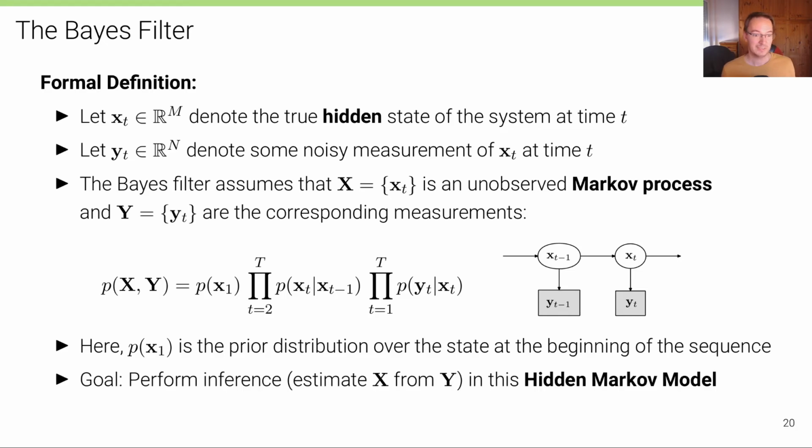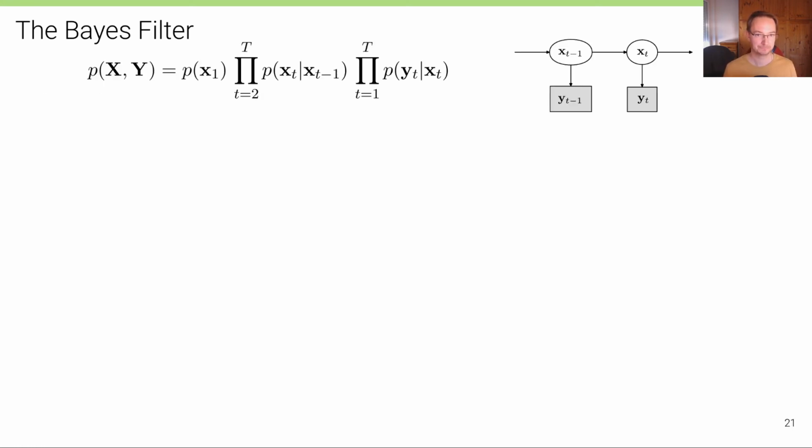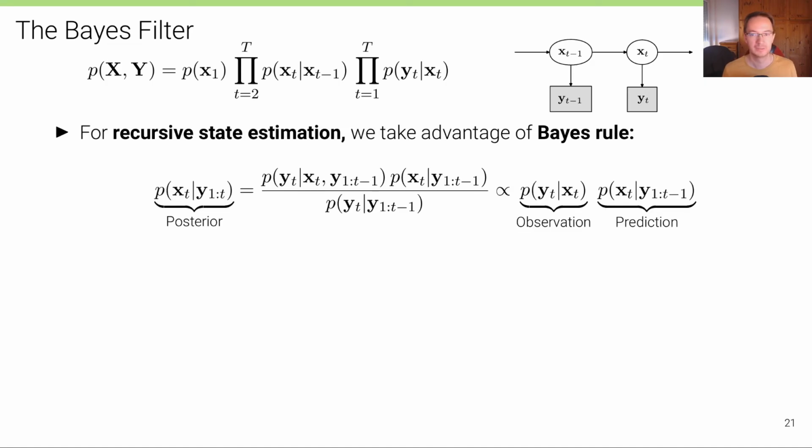The goal now is to perform inference. In other words, to estimate x from y in this hidden Markov model. How do we do that? For this recursive state estimation problem, we take advantage of Bayes' rule. More precisely, we take advantage of exactly the rule, this conditional rule that we just derived.